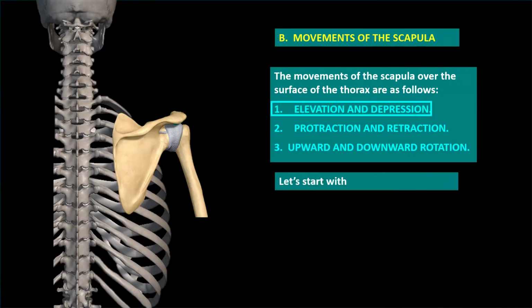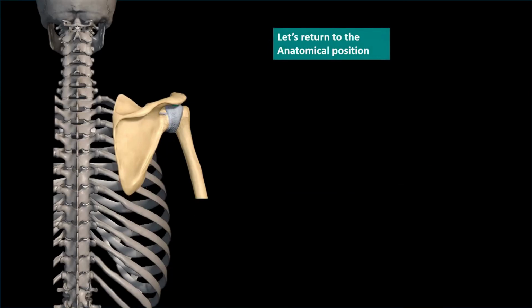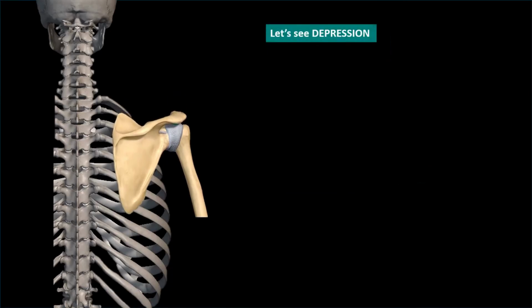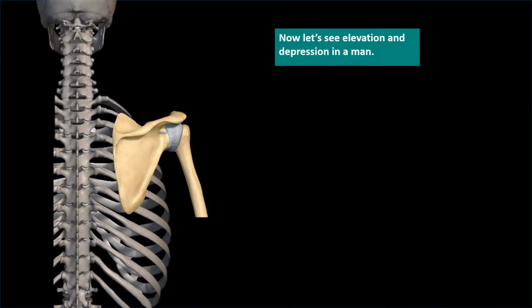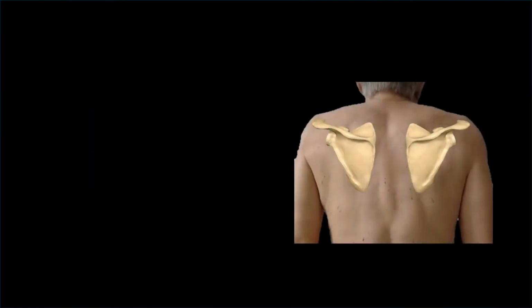Let's start with the elevation and depression. Let's see elevation. Let's return to the anatomical position. Let's see depression. Let's return to the anatomical position. Now let's see elevation and depression in a man.